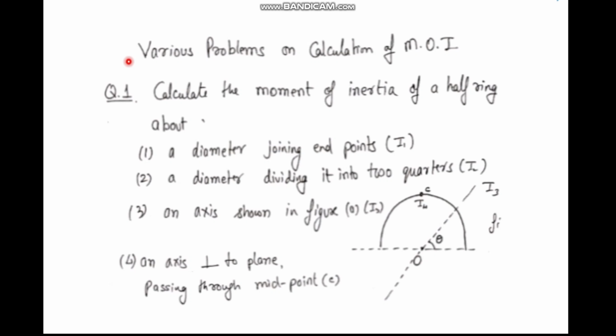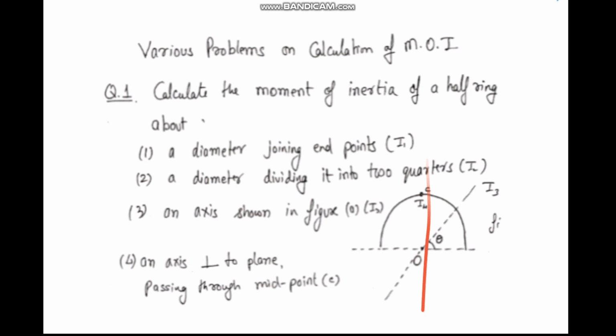Now let's talk about some problems on the calculation of moment of inertia. I am writing an example to give you the idea how to use the skills. We have a question: calculate the moment of inertia of a half ring about a diameter joining the endpoints. We have a half ring like this. These are the two endpoints, and this is the axis which is a diameter joining the endpoints. We have to calculate the moment of inertia about this, which is I1. Then a diameter dividing it into 2 quarters. That means I want to calculate the moment of inertia about this diameter, which will divide it into 2 quarters. We call it I2.